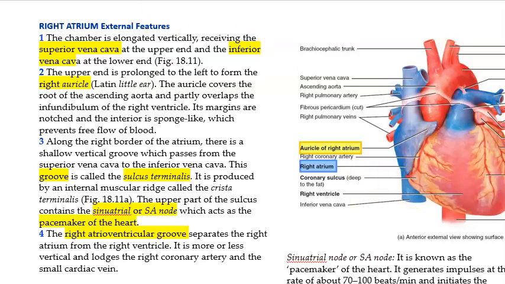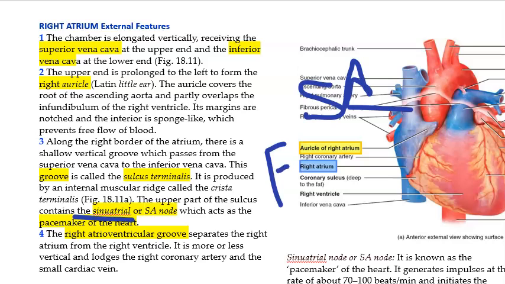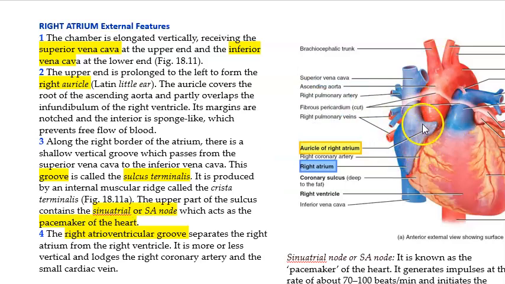Then we just told you that there is a sinoatrial node here. This itself can lead to what? Atrial fibrillation, which can lead to a thrombus or clot in the right atrium. So you're understanding why there can be a thrombus or a blood clot in the right atrium, correct?